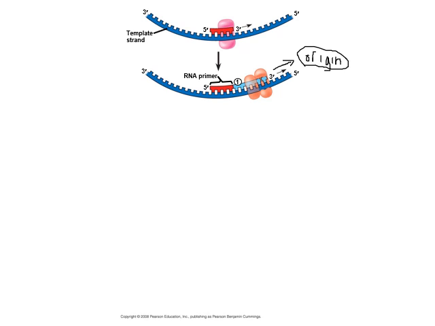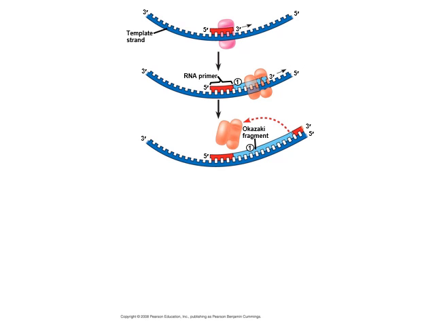Remember, the leading is going from the origin towards the replication fork. So now the replication fork is over here somewhere, and it's moving away from the origin. So everything is backwards here on the lagging. Once it hits a preceding fragment or it hits the leading, it makes a small, short fragment, an Okazaki fragment.